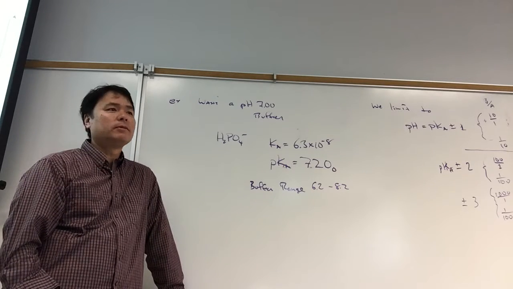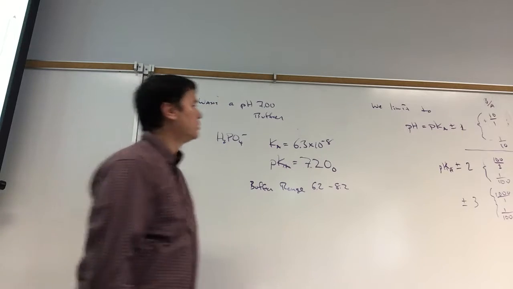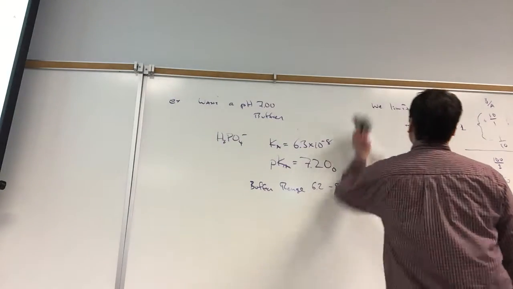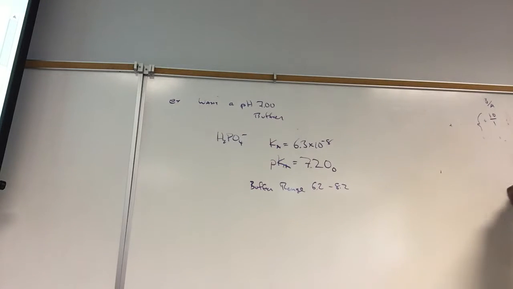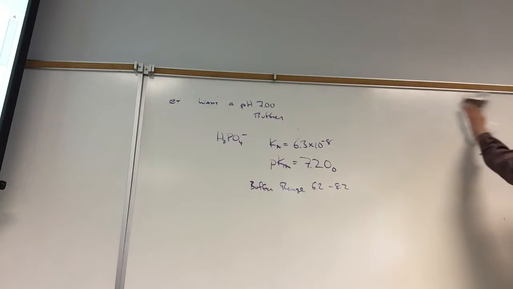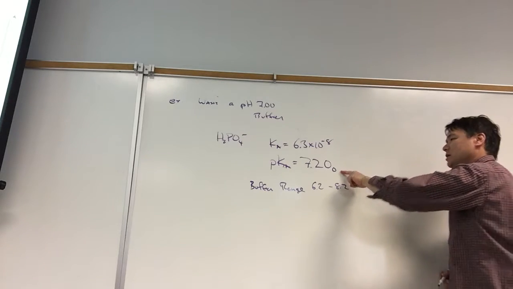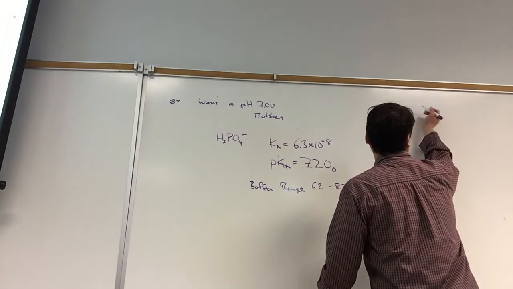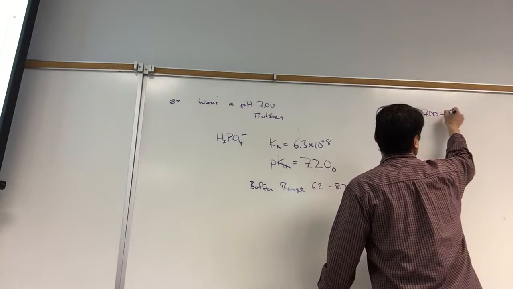We should be able to make a decent buffer there, and in fact, it's pretty good because it's really close. We just need a little bit more acid to drop the pH down, so we just got to add a little bit more acid than base, and we should be able to do it. And so the pH that we're after is 7.00.